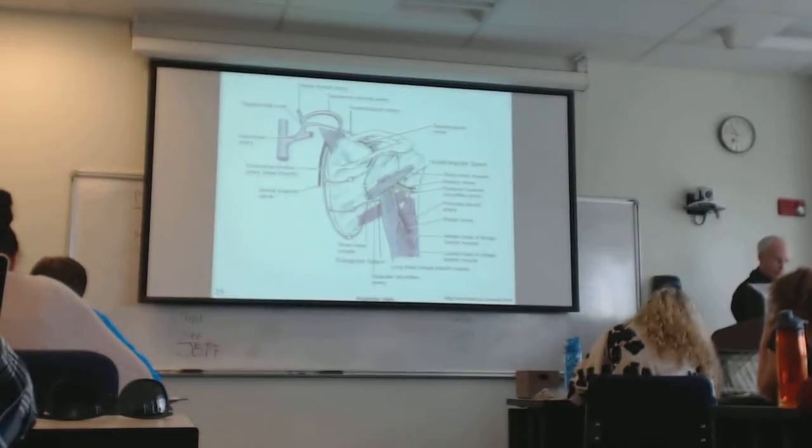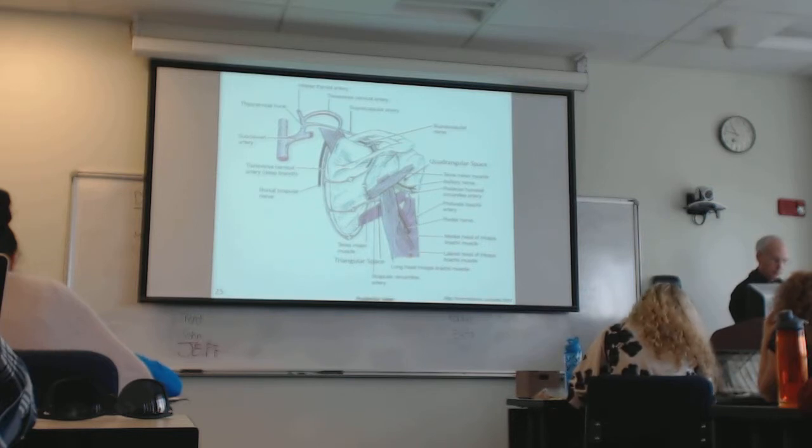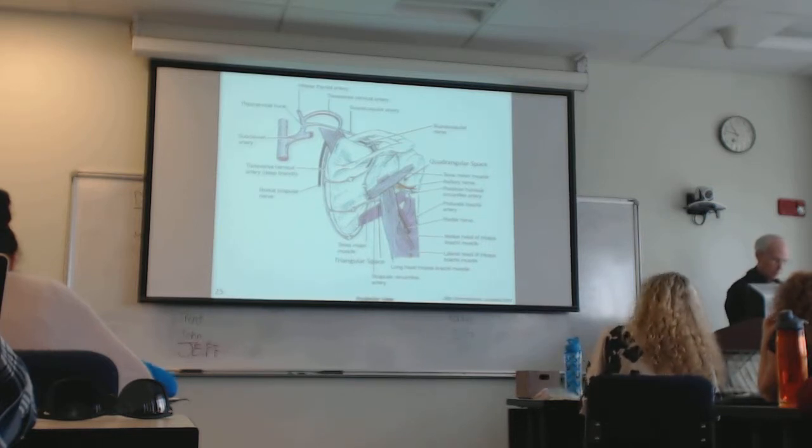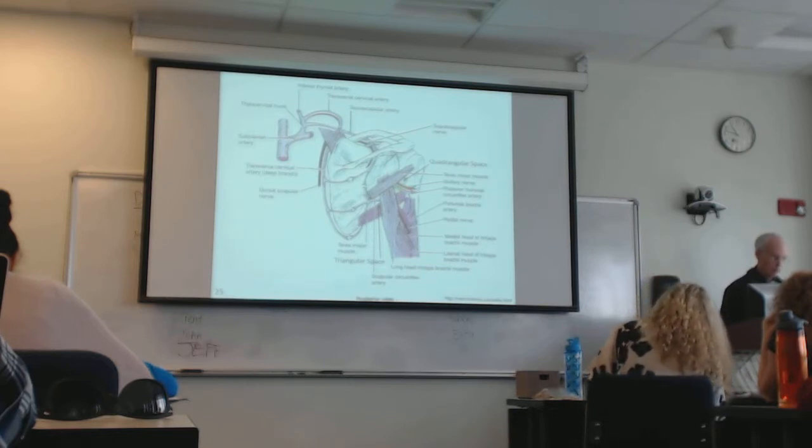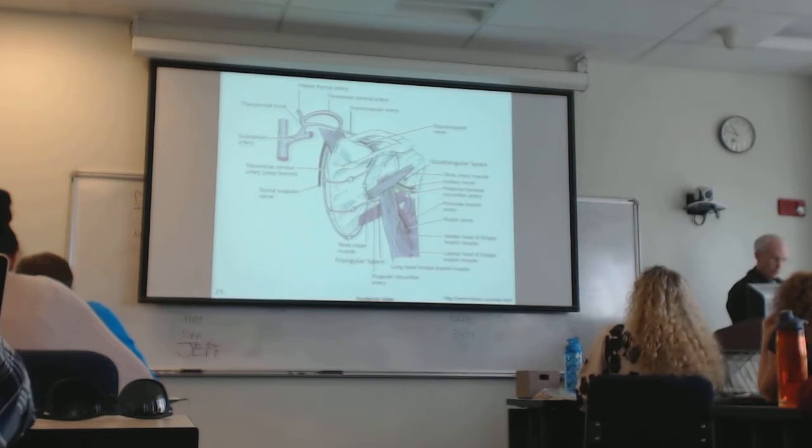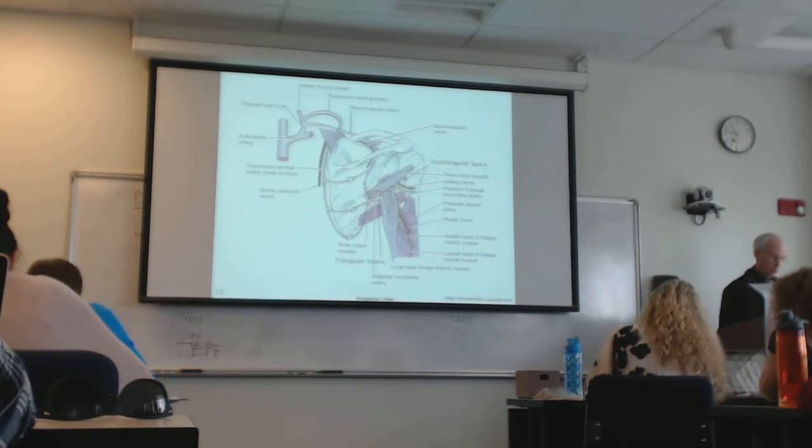The little green region that you see there is the quadrangular space. And you can see the axillary nerve passing in that region and the artery just below it. This, medial to that, over here, is sometimes called the triangular space. This is the triangular space here, and then this is the triangular interval here.